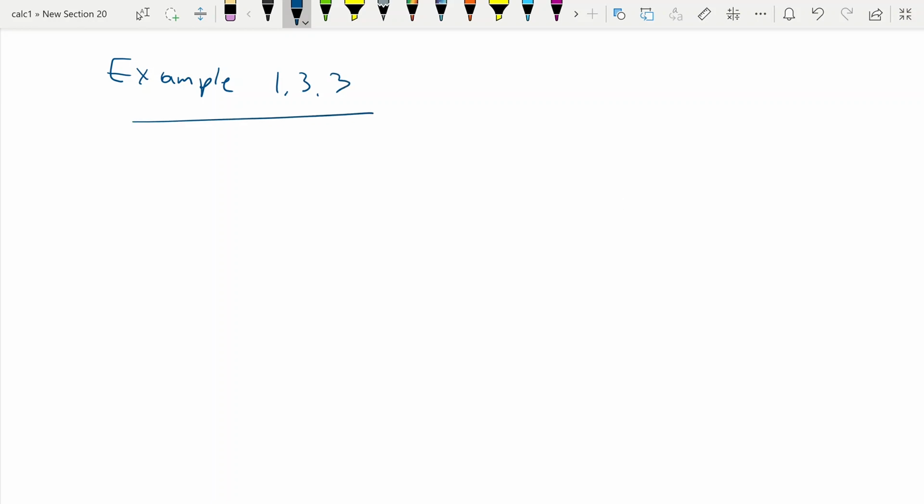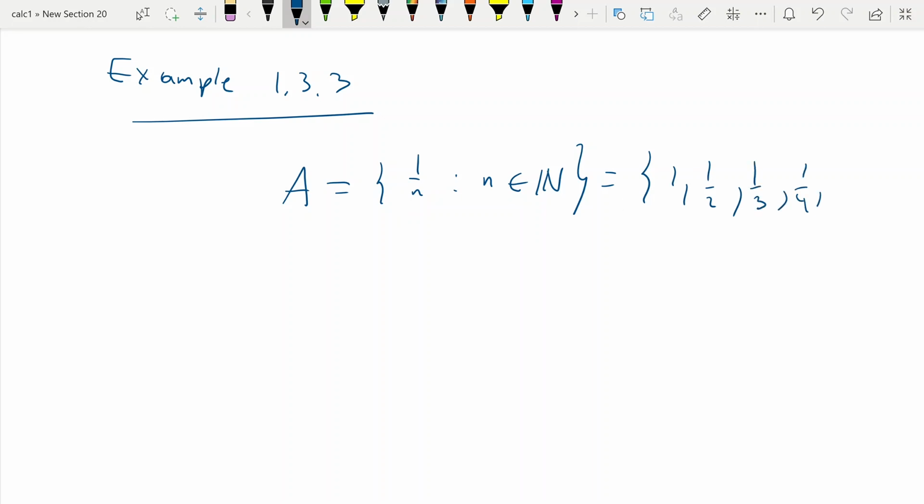1.3.3. So they let A be the set of numbers 1 over n, where n belongs to the natural numbers. Okay, so this set can also be written as the set consisting of 1, 1/2, 1/3, 1/4, 1/5, and so on.